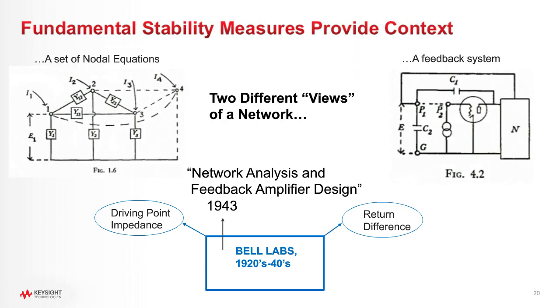So if you read the book, Bode basically defined two different views of a network. The right-hand side is the one that I've just covered. That's a gain feedback system. These are all vacuum tubes, by the way. And on the left-hand side, he also presented the view of a network as a set of nodal equations where you can solve for the steady state response of any of these nodes. And for each of these different views of a network, he came up with a different fundamental measure of stability. So for the nodal equations, we have driving point impedance or admittance, and for the feedback system, we have return difference. And so I just wanted to briefly go through.